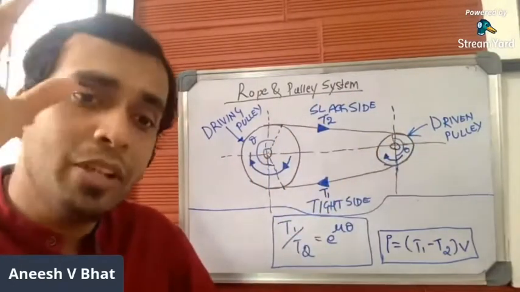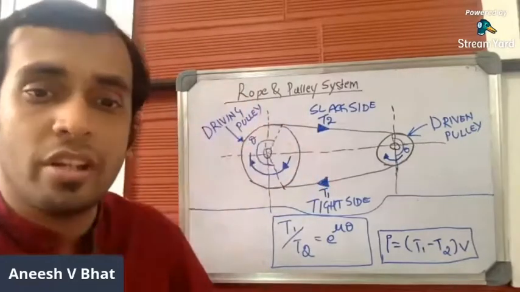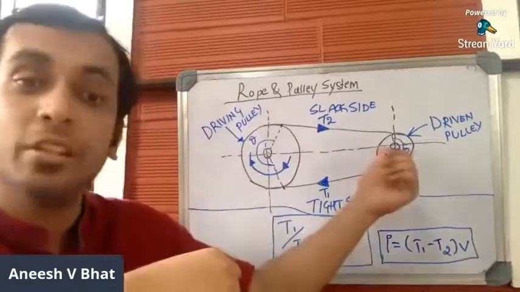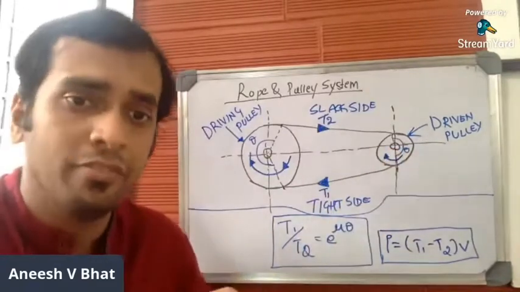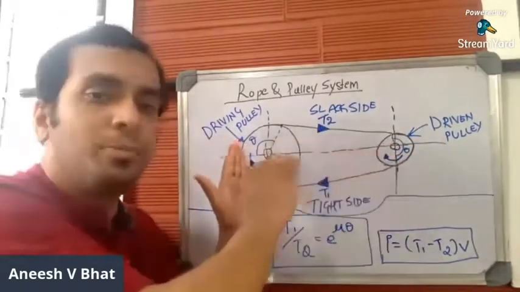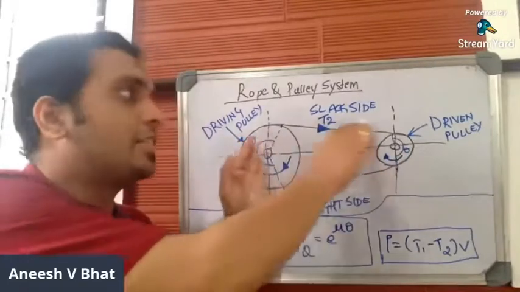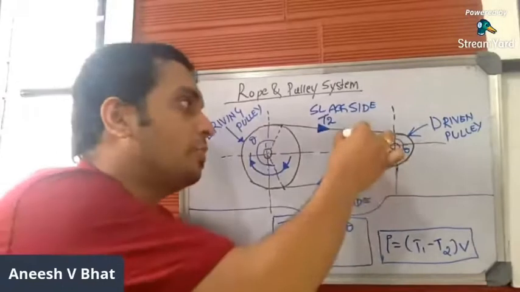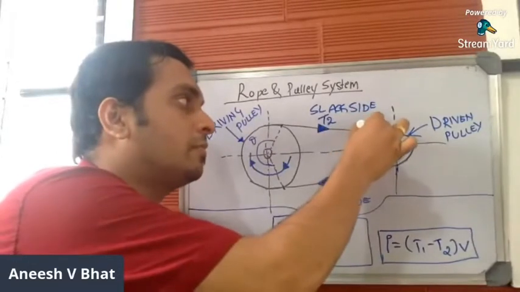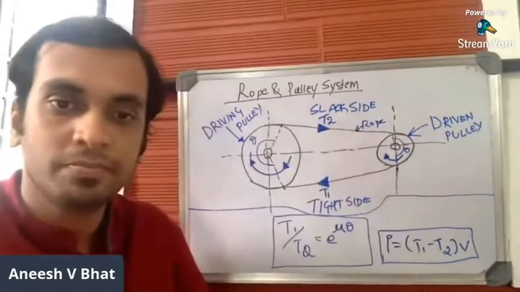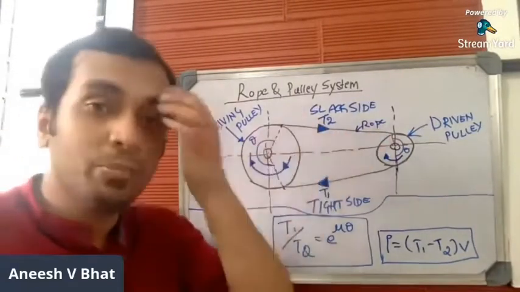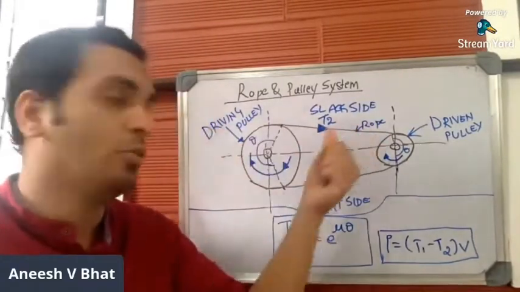Driving pulley will always be connected to a motor or a shaft, and driven pulley will not be connected. Now, these two pulleys, driving pulley and driven pulley, are interconnected with the help of a rope. This is a rope.